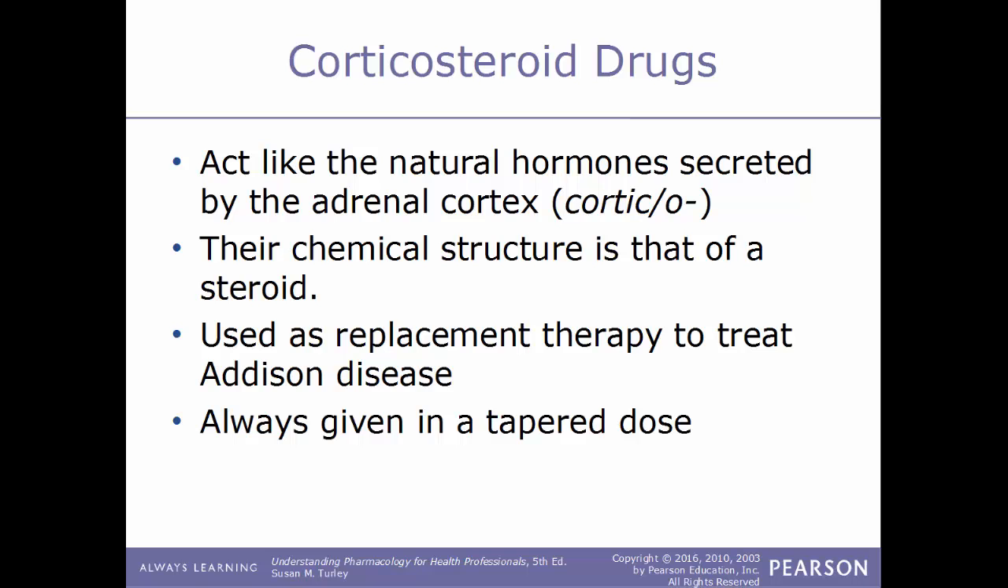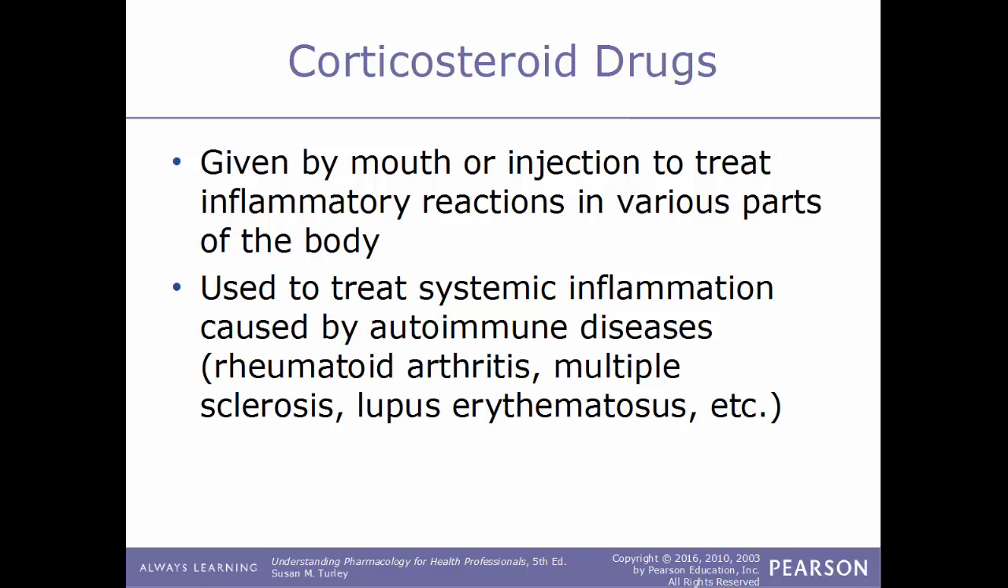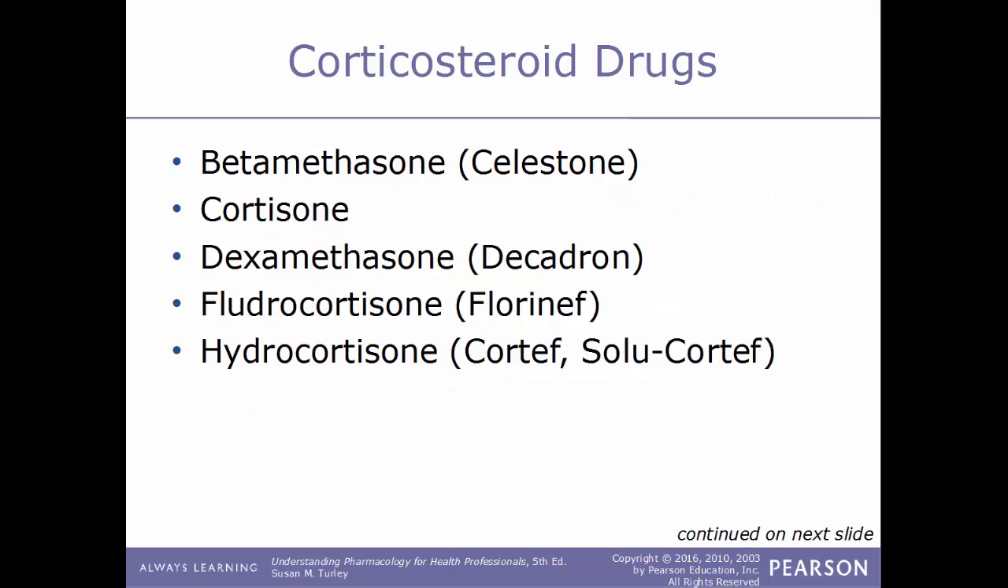These are always given in a tapered dose. They can be given either by mouth or by injection to treat inflammatory reactions in various parts of the body. They can be used to treat systemic inflammation caused by autoimmune diseases such as MS, lupus, rheumatoid arthritis, and so on. Some examples of corticosteroid drugs: betamethasone, also known by its trade name Celestone; cortisone; dexamethasone, also known as Decadron; fludrocortisone, Florinef, like we mentioned earlier; and hydrocortisone, also known as Cortef or Solu-Cortef.